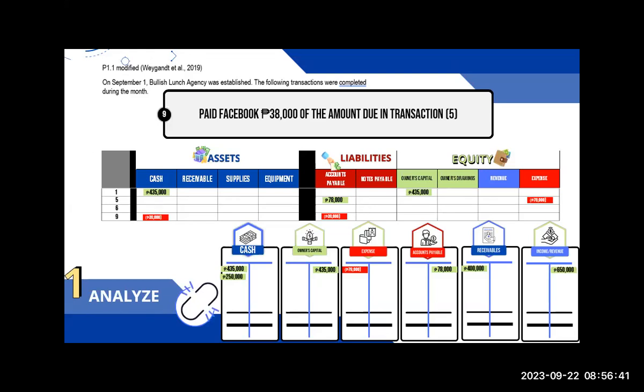So bumaba si cash. So now, instead of debit, that would be a credit in cash. And then, si accounts payable naman, ang normal balance na is credit. So, nag-decrease raw siya ng 38. So, that should be a debit instead. So, debit of 38,000 accounts payable is equal to the credit in cash of 38,000. So, debit is equal to credit.